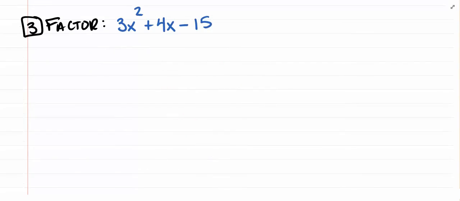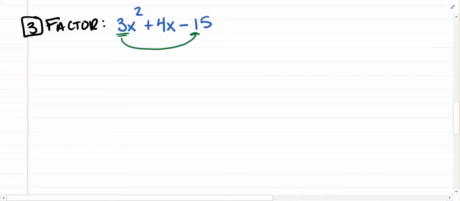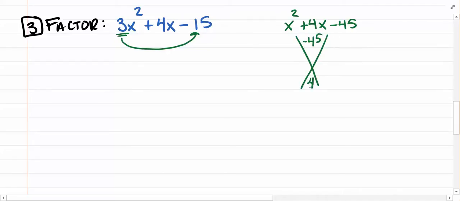Okay, let's do box 3, start to finish, new problem. We're going to factor this quadratic trinomial. I'm noticing that my first term is not a 1, so I have to split the middle term. So I'm going to multiply 3 times the number 15 and write down a new quadratic over here. And that would give me x squared plus 4x. 3 times negative 15 is negative 45. From here, I would make a diamond problem. I put negative 45 here, and I would put 4 there. Can you solve the diamond problem?